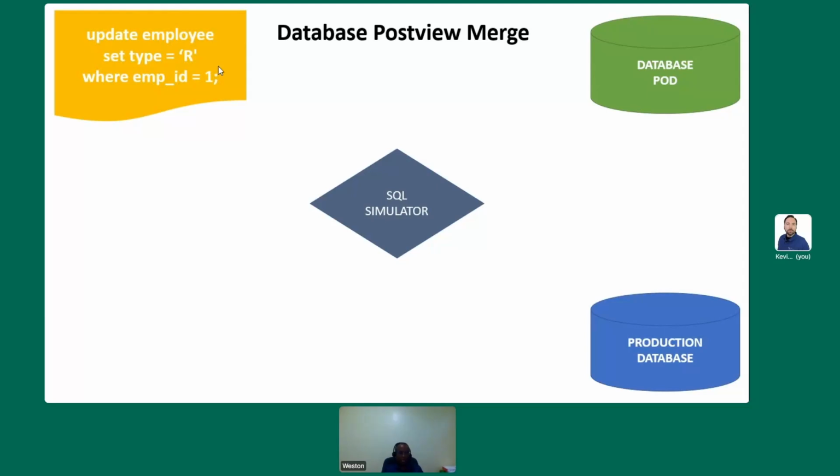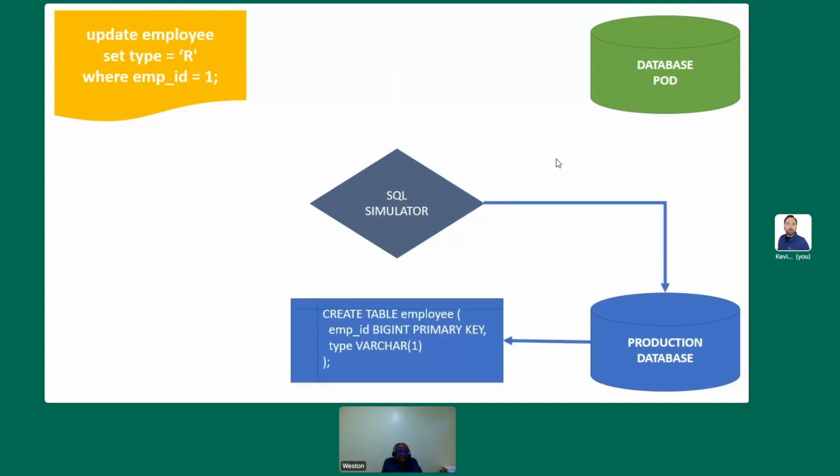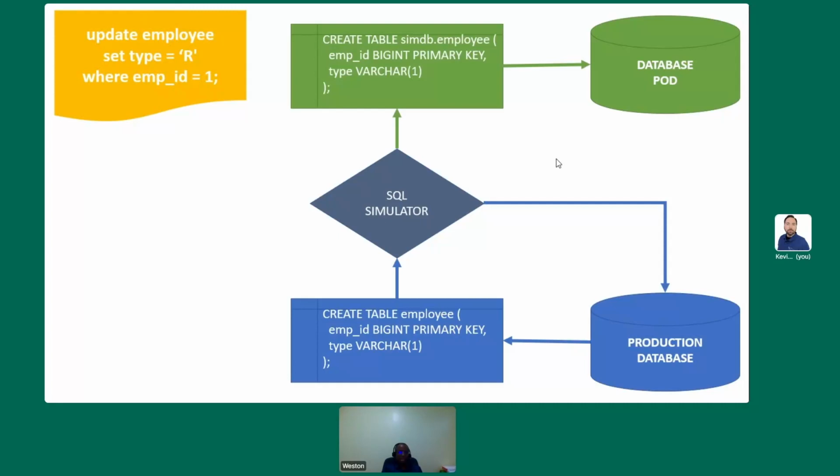We'll go into a little more detail here. On your left in the yellow, you have an update statement. The first thing it's going to do is figure out what the tables are in your SQL script. Then it's going to go to production and get a copy of that table's DDL, and then it's going to create that table inside of the pod.